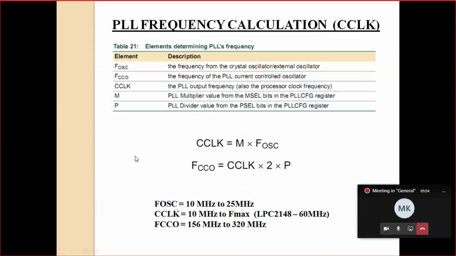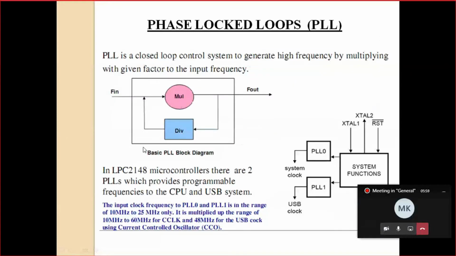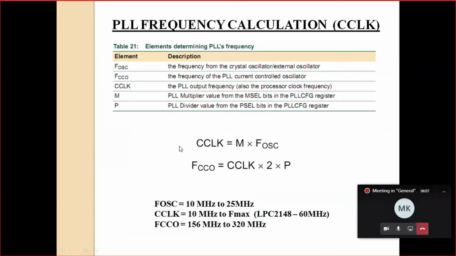So we have seen this is the equation for calculating the M value and P value, because in PLL you can see one M factor is there and one feedback division factor is there. So this is the equation for calculating the M value and division factor P value. CCLK equals M into FOSC. FOSC should be within 10 to 25 MHz. CCLK can be from 10 to 60 MHz in the case of 2148. Depending upon the controller, the maximum frequency will be different.